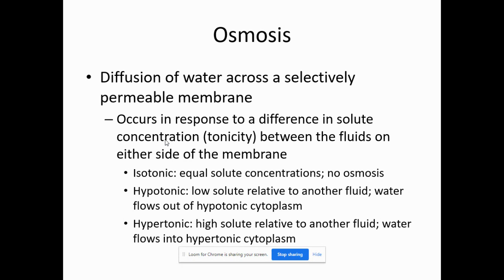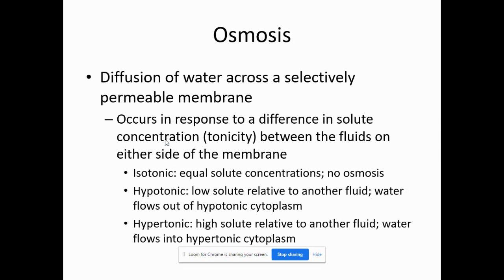Now, let's say the cell is hypotonic, meaning that there are fewer solutes inside the cell than outside the cell. If that's the case, you have more water inside the cell than outside the cell, so water is going to move outside the cell.